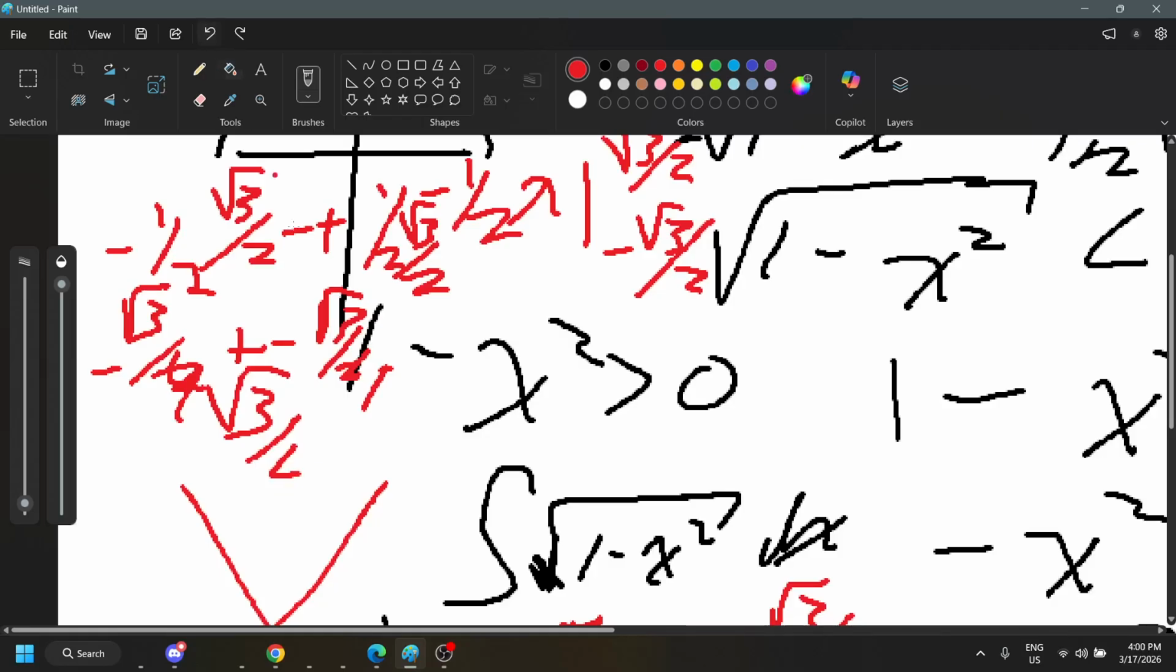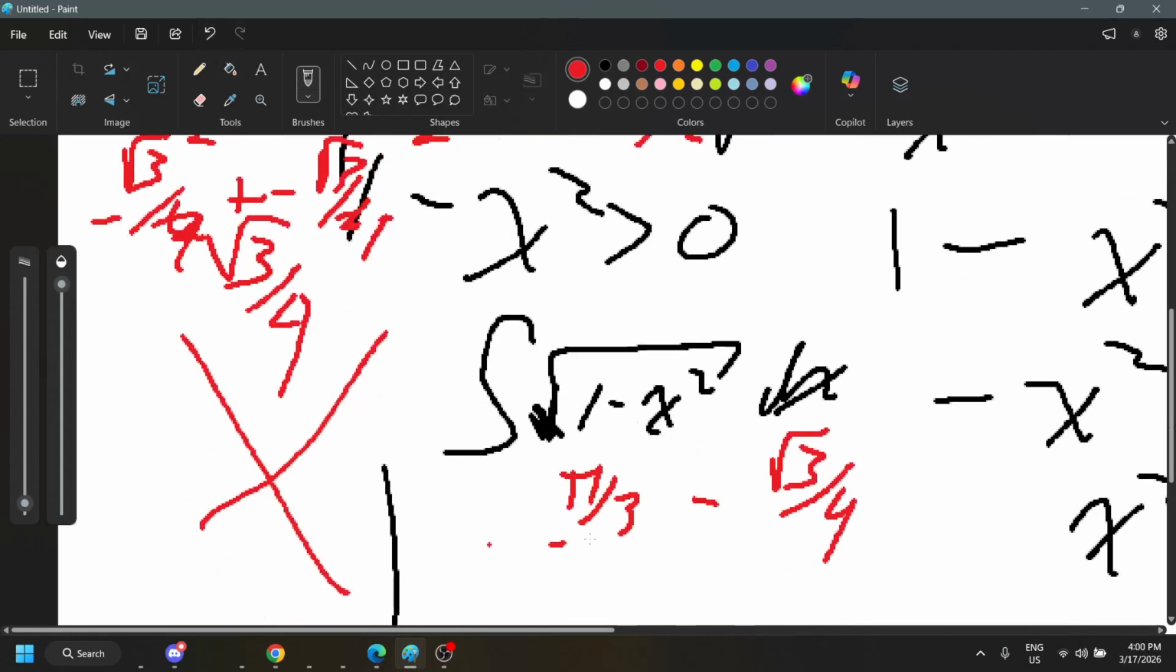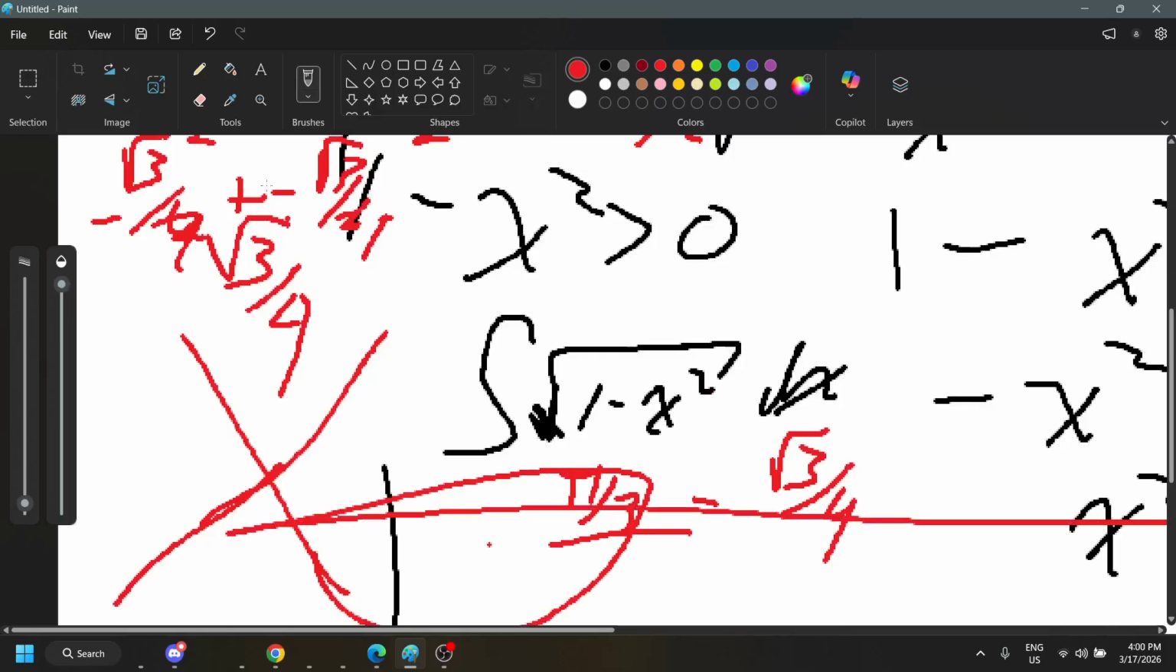I'm not sure how I would have gotten pi over 3 for this. It doesn't give a solution, so I don't really know. If any of you guys know how to do it, please tell me in the comments, but I'm not sure.